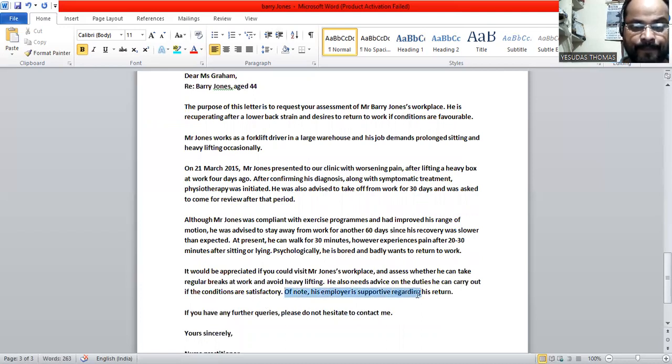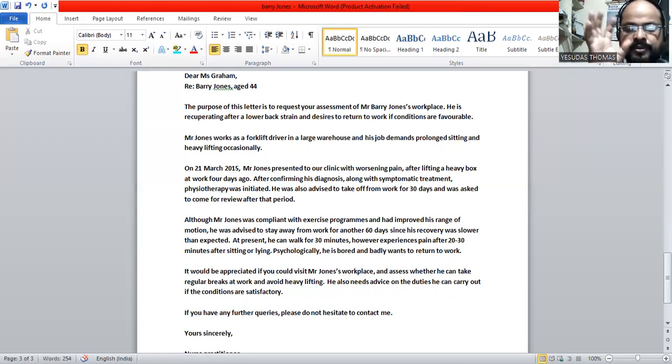Now we have another matter here, and that's about his employer being supportive regarding his return. So it's something which is a positive matter. It's a favorable matter. So I don't think that is a duty of the occupational therapist. So I think we can just edit it off.